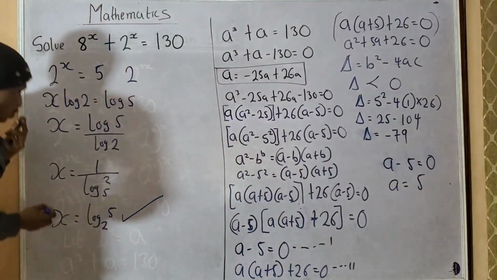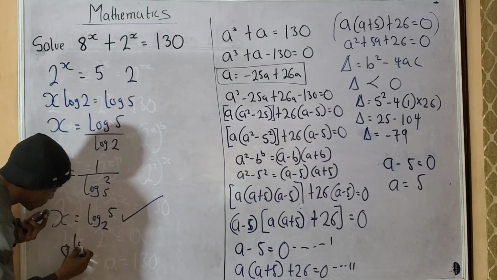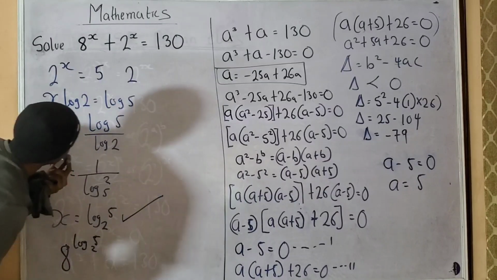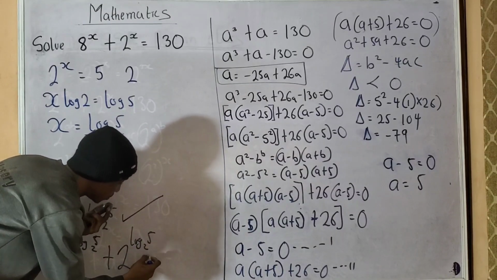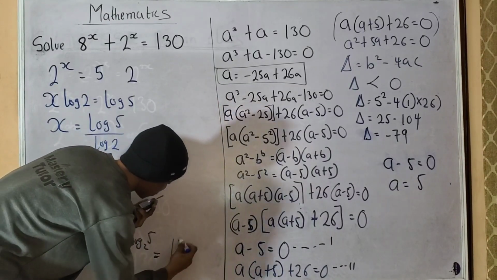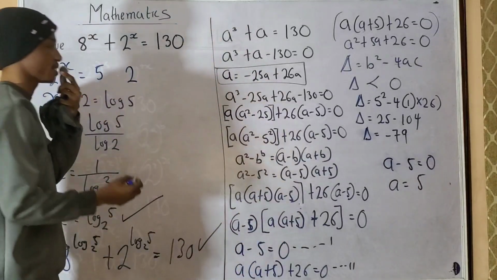Okay. So 8 raised to the power of log 5 base 2 plus 2 raised to the power of log 5 base 2 equals to 130, which is the final solution.